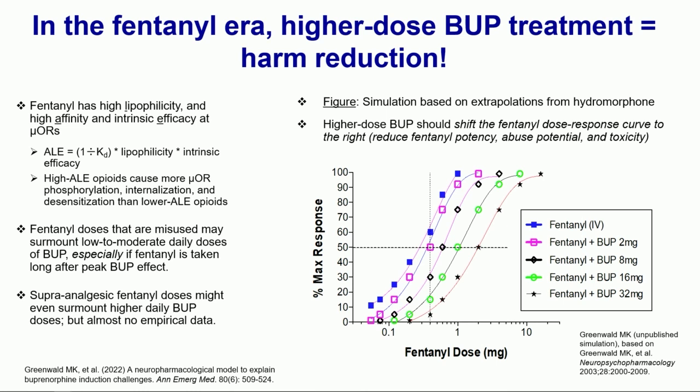And with someone who's got higher tolerance, that game changes. But the idea is that as you add more and more buprenorphine on board, it shifts the fentanyl dose response curve to the right. It makes it less potent. Okay, so that reduction in fentanyl potency also translates into less fentanyl abuse potential and respiratory toxicity. So what used to be a lethal dose of fentanyl is no longer a lethal dose.